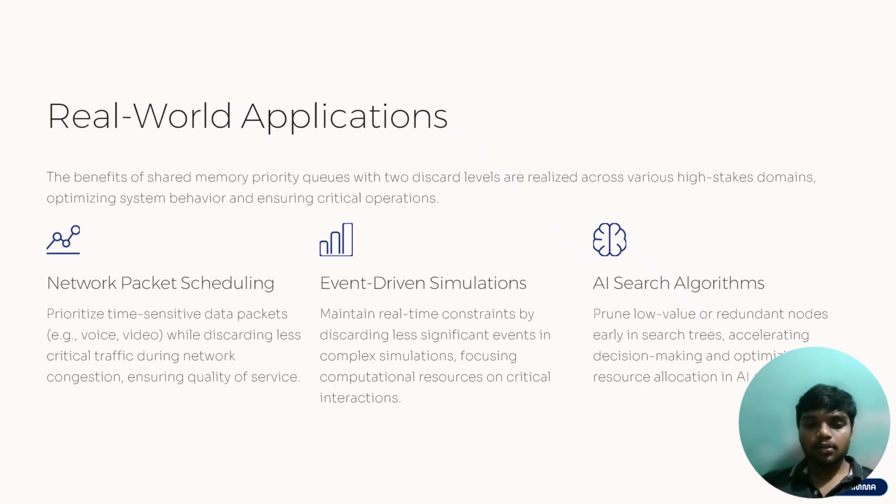Real-world applications: network packet scheduling, event-driven simulations, AI search algorithms. This priority queue is used in real-world examples like network packet processing and also in AI search algorithms. This priority queue is widely used.